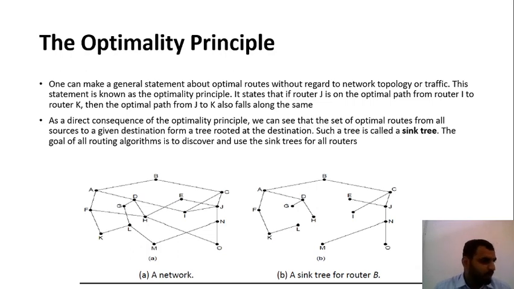If there are two nodes called I and K, then a router which is in between this I and K has the optimal path to these two routers. This is what we call the optimality principle. With this network diagram, you can understand the optimal path that can be taken.